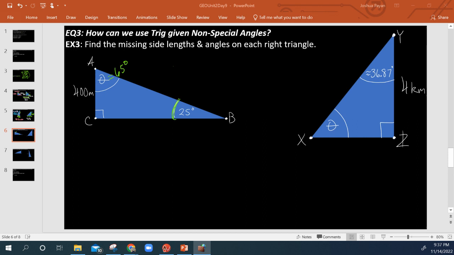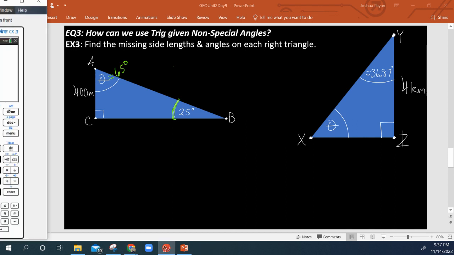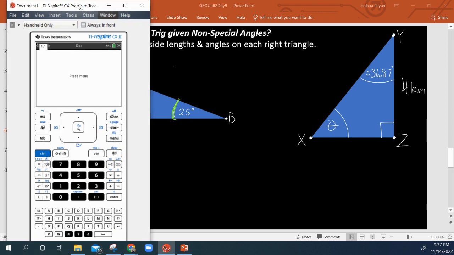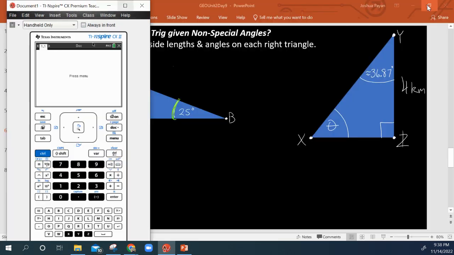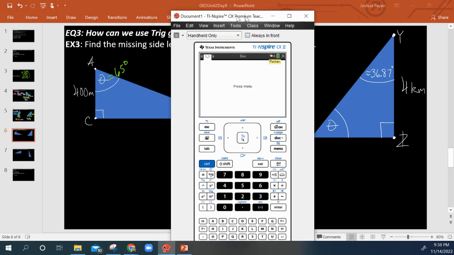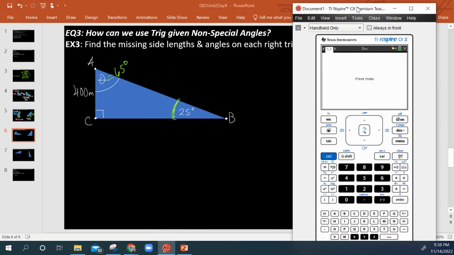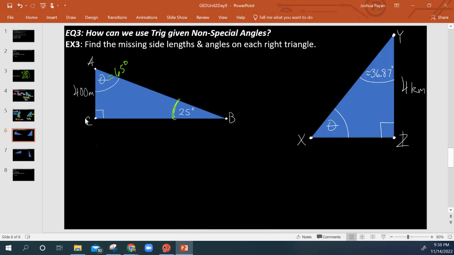Give me 1 second, having some goofs with some software. Okay, let me move my calculator over here for us to see. Actually, let me move it over here, out of the way. Oh, of course, that's what it's going to do. Okay, there we go.